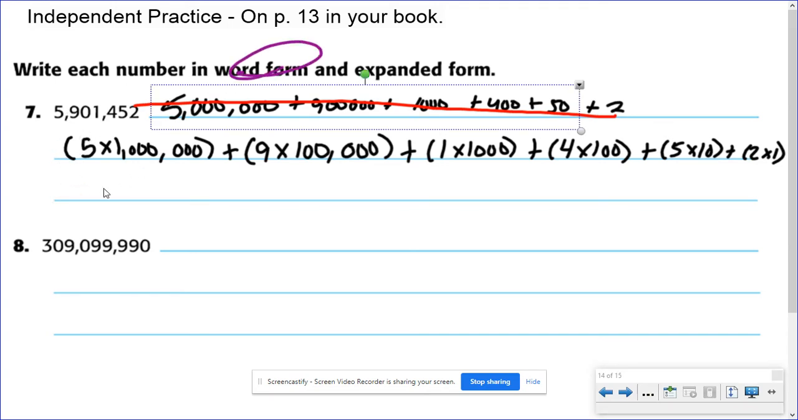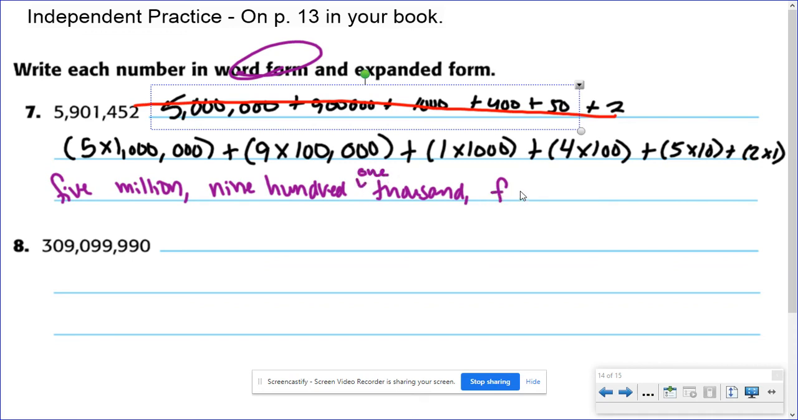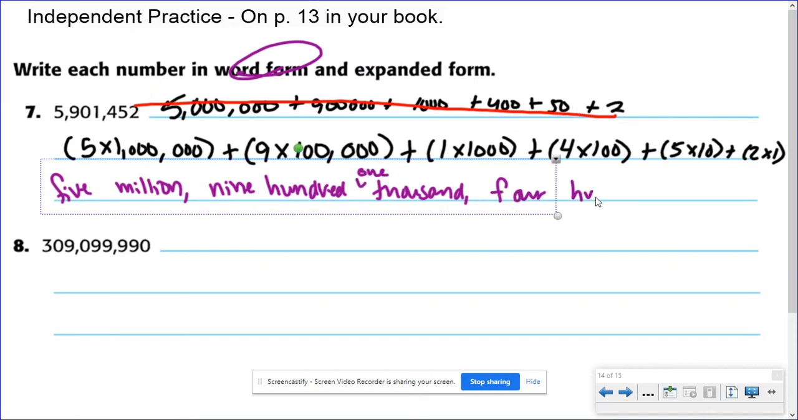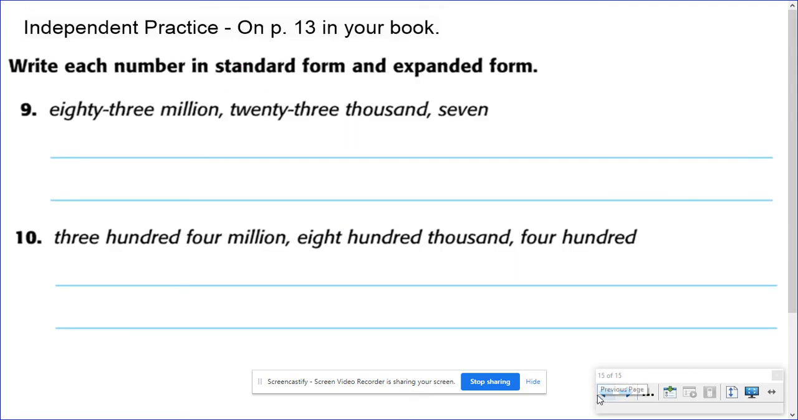The directions also ask for word form. To write a number in word form, I'm just going to read it out loud to myself. It looks like 5,900,000. 901,000. 450. Can I fit it on the line? 2. Beautiful. Okay.